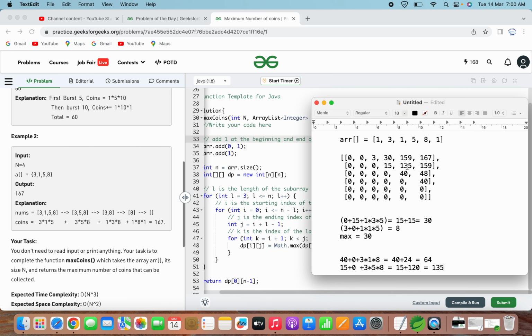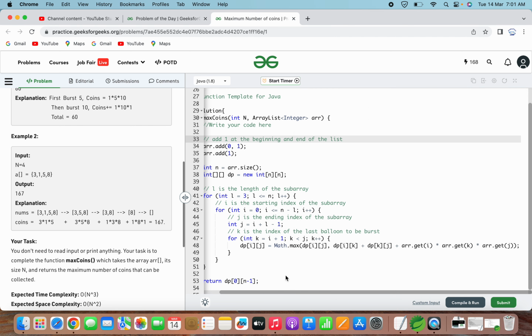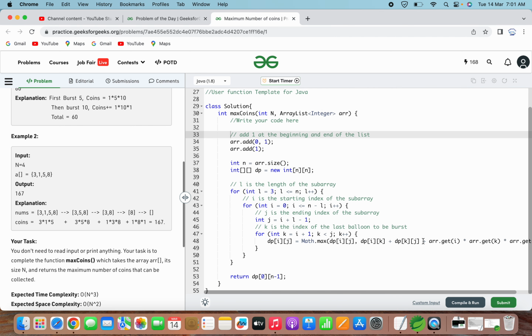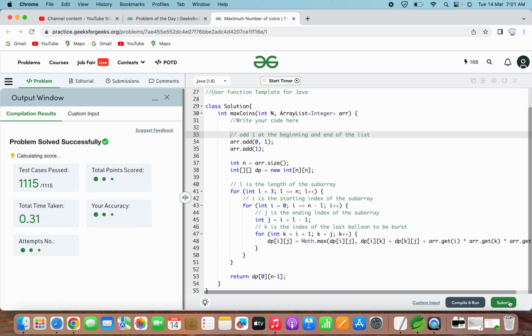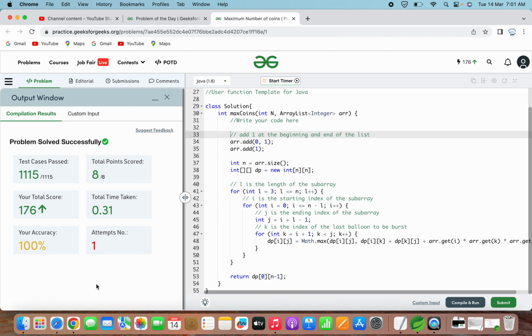This way the complete computation of the DP array is done, and at last we will get the maximum value at DP of 0 and n minus 1. We will simply return that maximum value. I hope this point is clear. Let's try compiling this code. Here we can see we have got our output correct. Let's try submitting this solution. Here we can see it has covered all the test cases successfully.